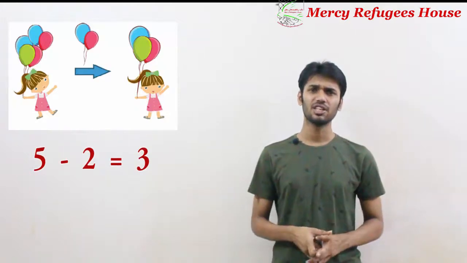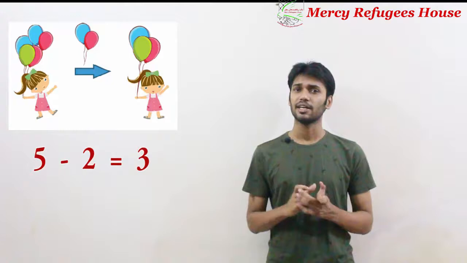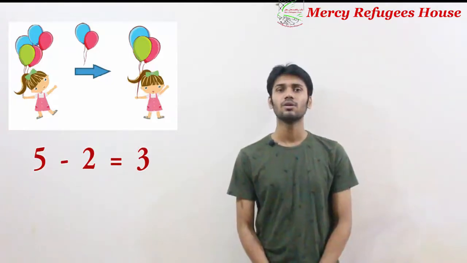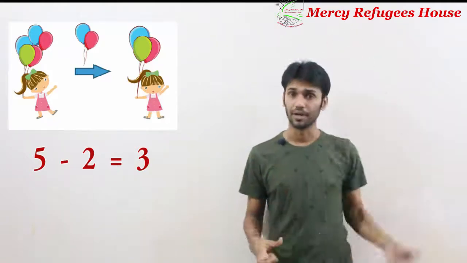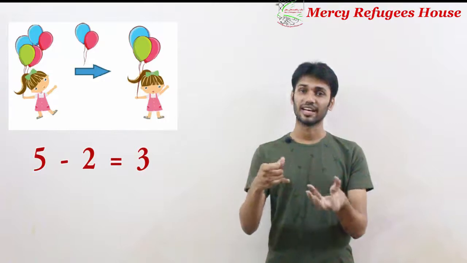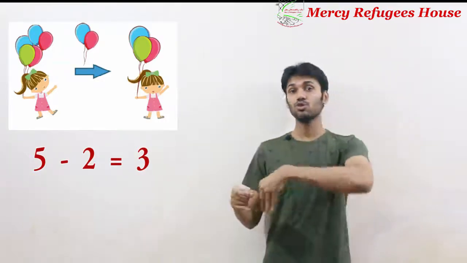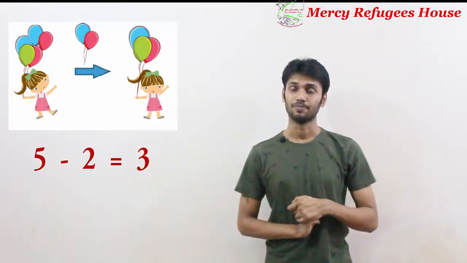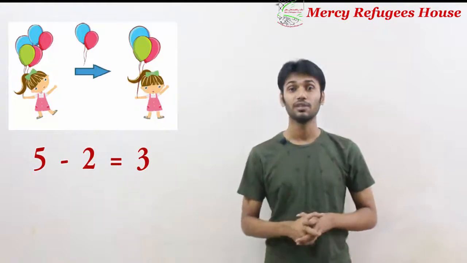Look at this girl. She has got 5 balloons. How many balloons does she have in her hand? In her hand she has got 5 balloons. Now, for example, 2 of these balloons just flew away. They are gas balloons, so if you loosen them they will fly away. How many balloons does this girl have? This girl has 3 balloons.